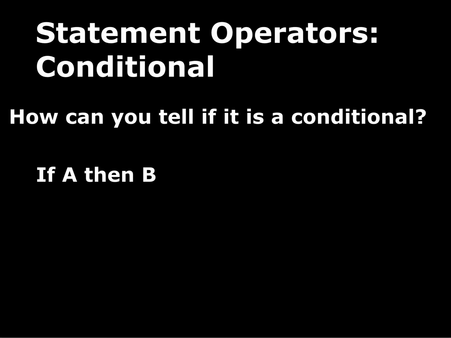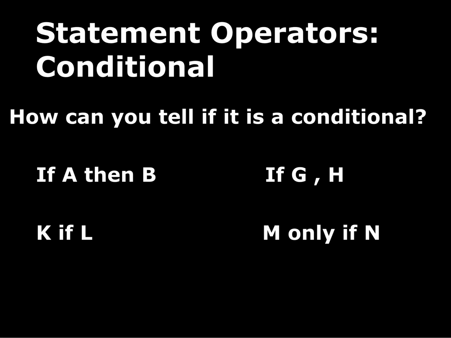There are more ways that I'll talk about in the optional material for those students who are doing that. But the main ways in the core material are if then, so if A then B. You can also have if and then just skip the then. So I can say if G H. Sometimes the if isn't at the beginning. I can say K if L. And then sometimes you can use only if, M only if N.